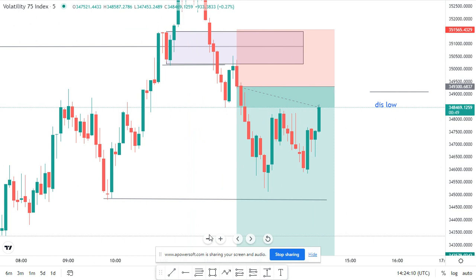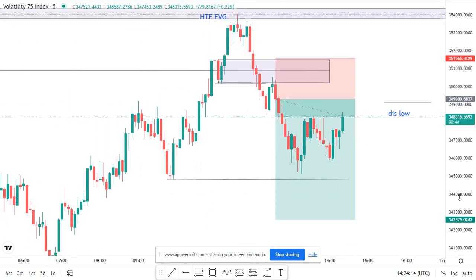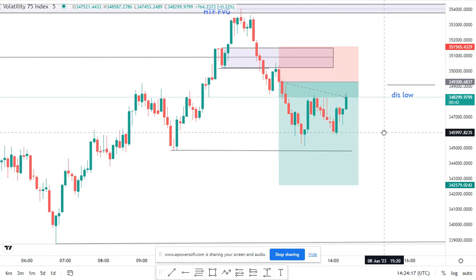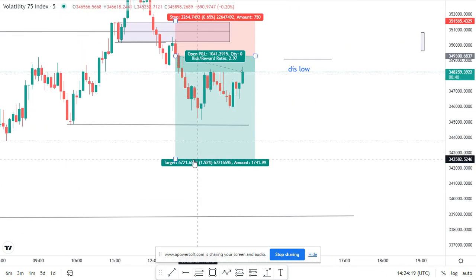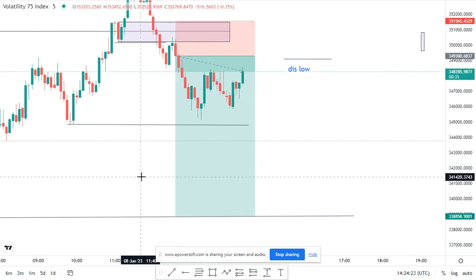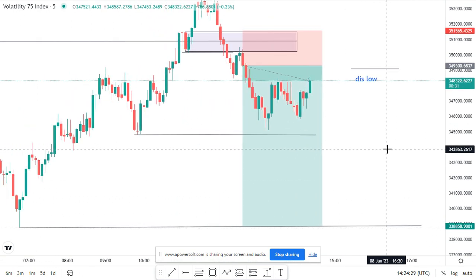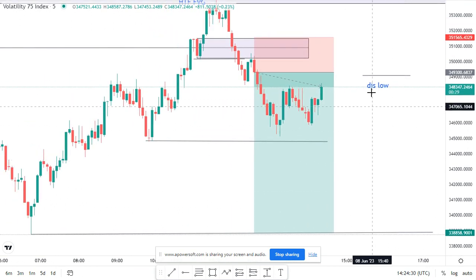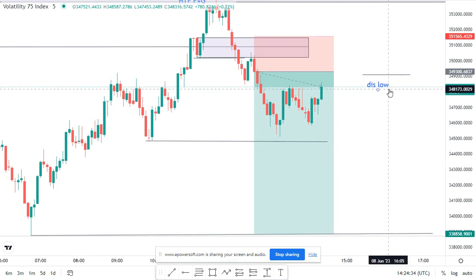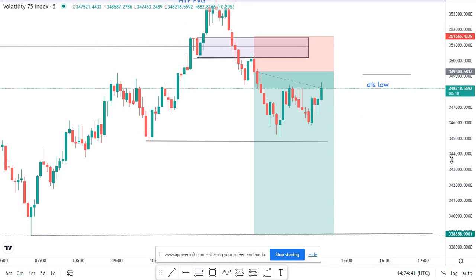It's already in profit. The setup already played out. If you took it, you could have been in profit. So yeah, that's it for Volatility 75.